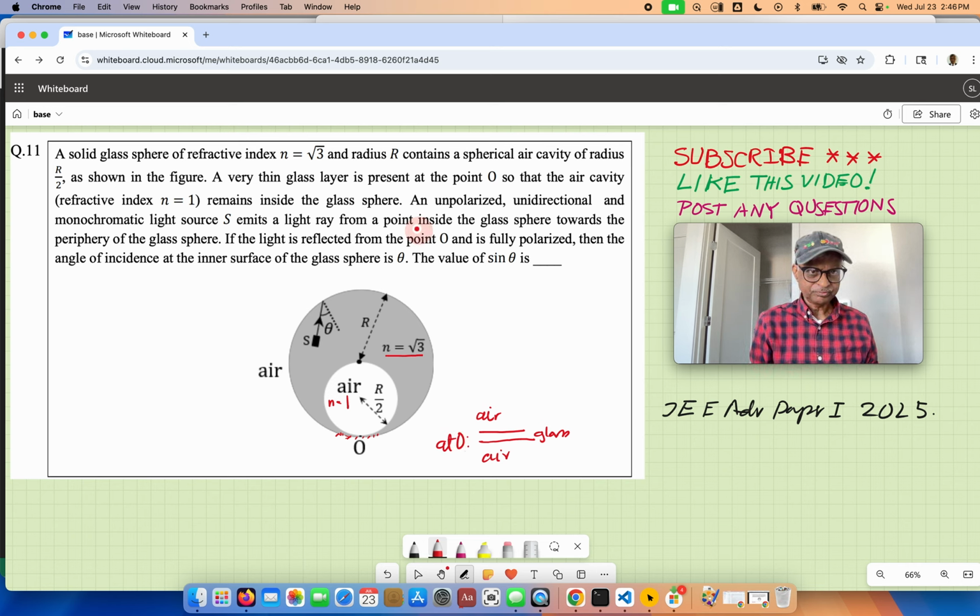Approximately they will be parallel. Inside, that's what is described here, and that's point O. Let's call that point O.